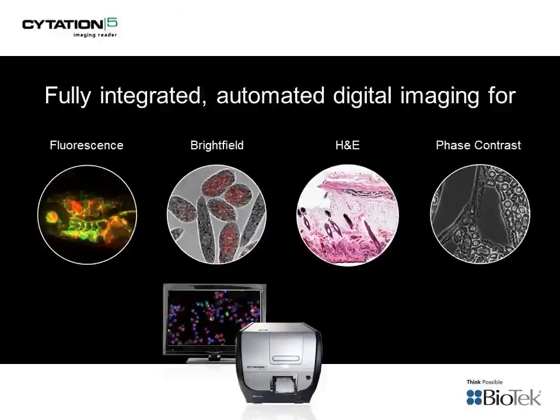The Cytation 5 was then used to perform the cellular imaging during all tumor invasion assays which were run. With its digital wide field imaging capabilities and multiple imaging modes, including fluorescence, bright field, color bright field, and phase contrast, the instrument can be used to capture images of a wide variety of samples, including cells, plant or insect sections, zebrafish larvae, and H&E stained tissues.